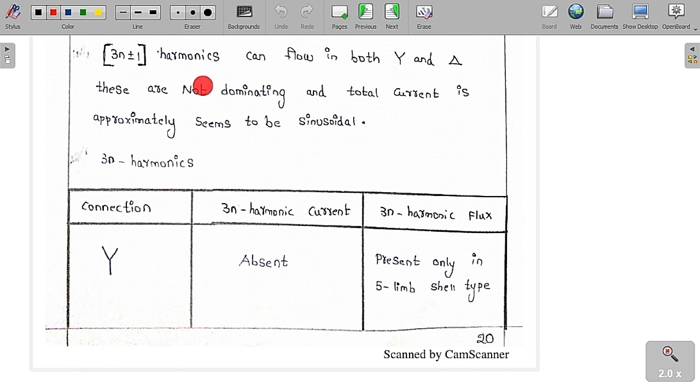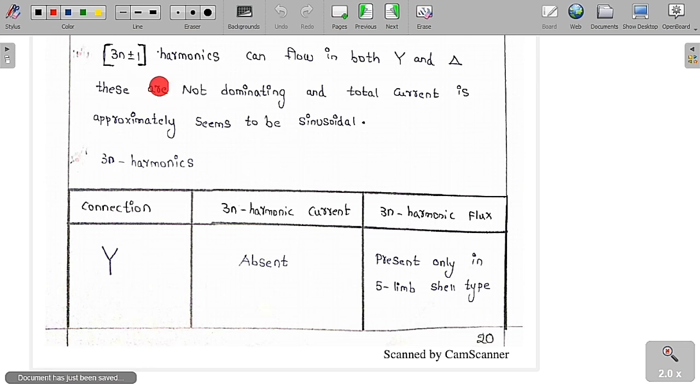So 3n plus or minus 1 harmonics can flow in both star and delta. These are not dominating and the total current is approximately sinusoidal. I have already told you 3n plus or minus 1 harmonic currents are less dominating in nature, and they can flow in both the star connection and the delta connection. So therefore the current will be essentially sinusoidal.